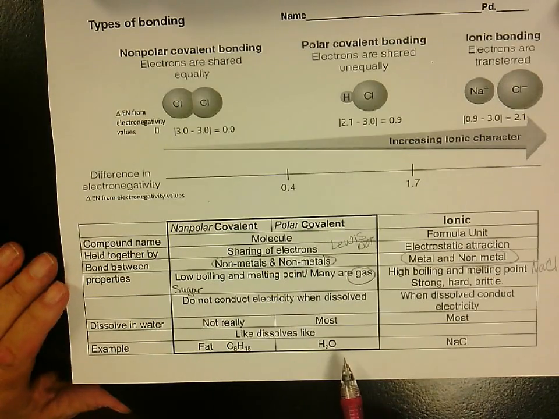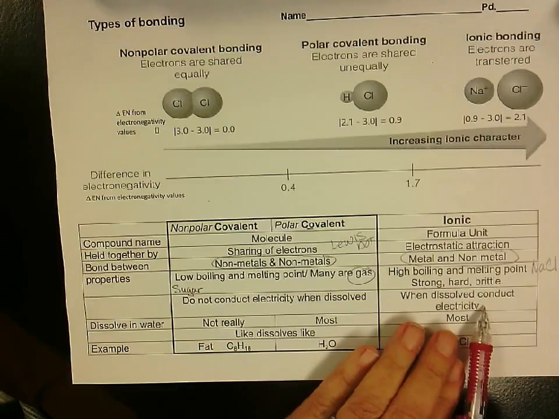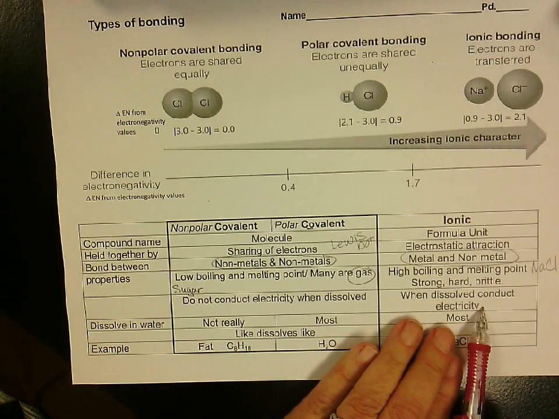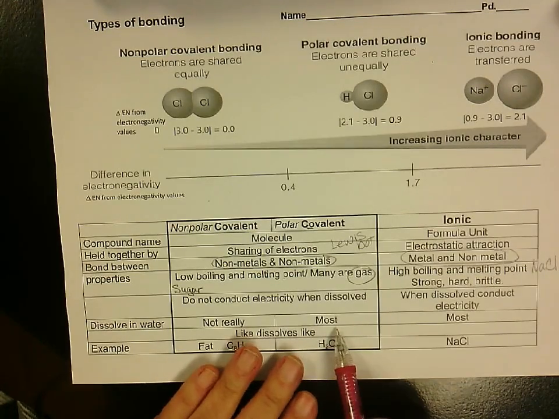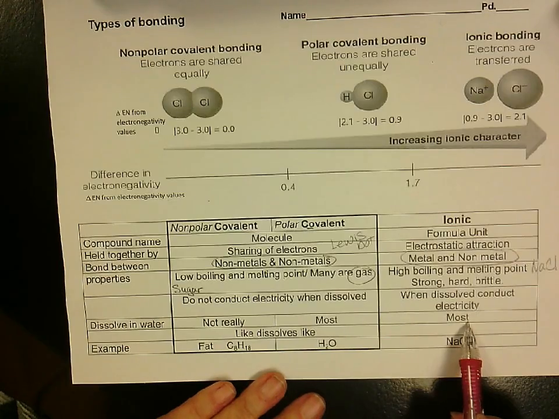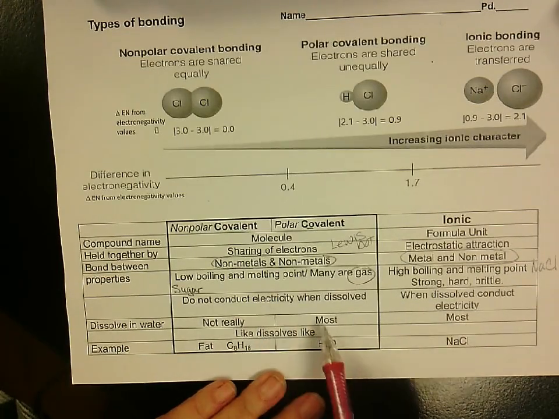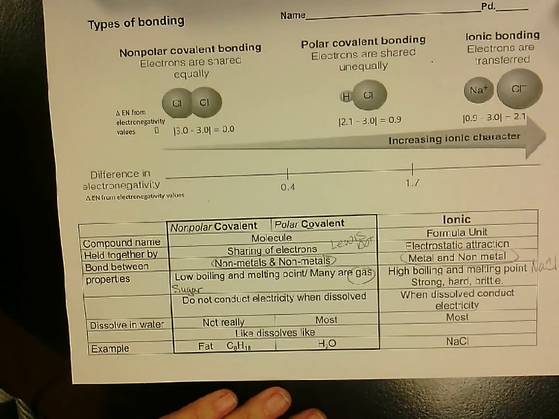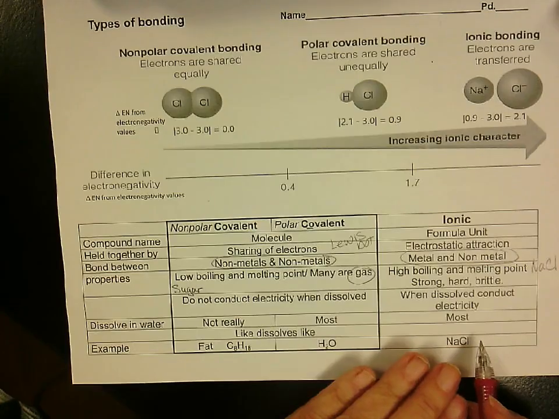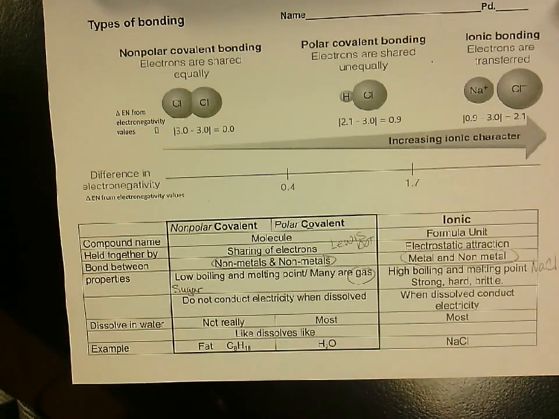The other interesting thing is our ionics conduct electricity when they're dissolved. Our covalents do not conduct electricity when they're dissolved, and we'll come back and talk about that in another lesson. Do they dissolve in water? Well, salt does dissolve in water. Sugar dissolves in water. That's true because it's polar covalent, but nonpolar covalents do not dissolve in water. So all ionic compounds dissolve in water and only some covalents do. And we say like dissolves like.